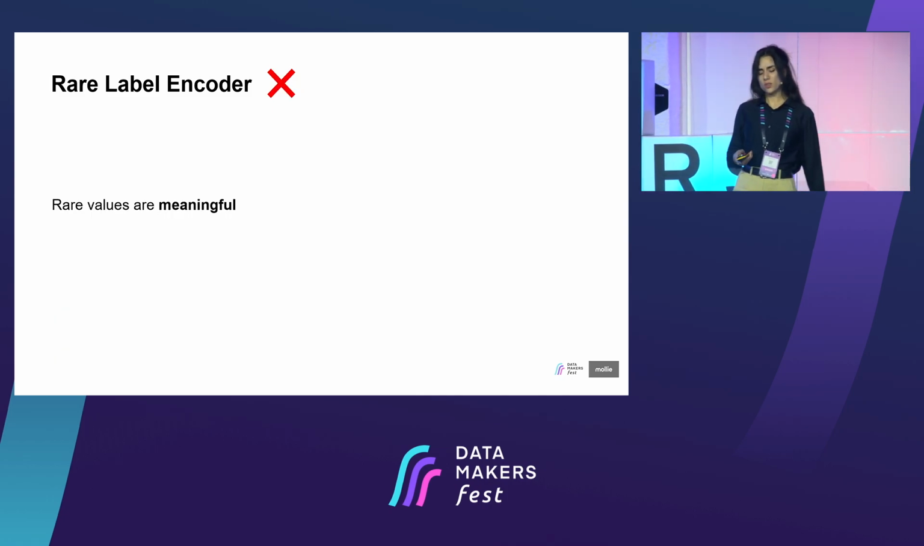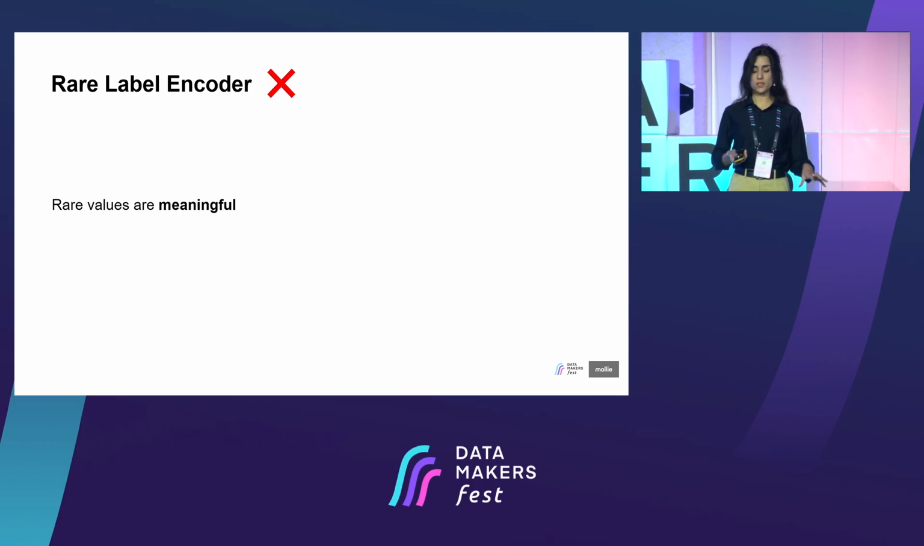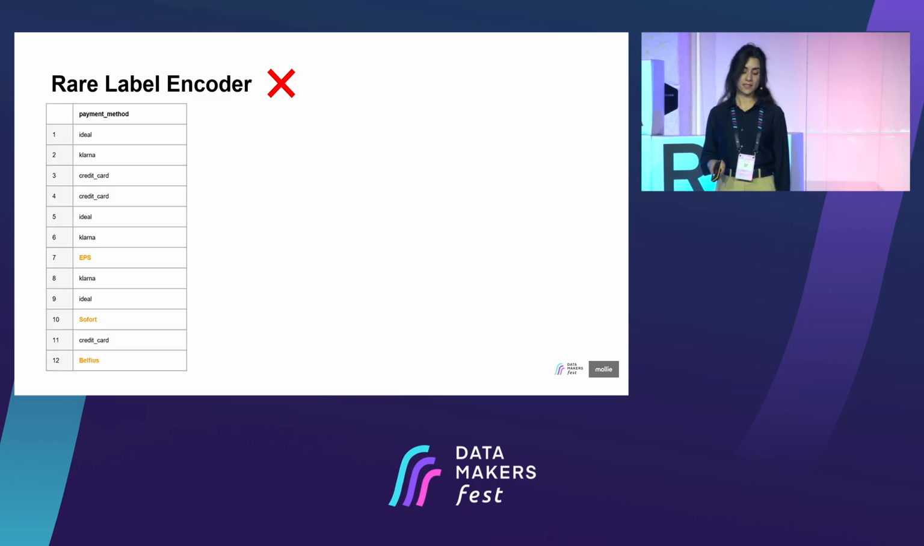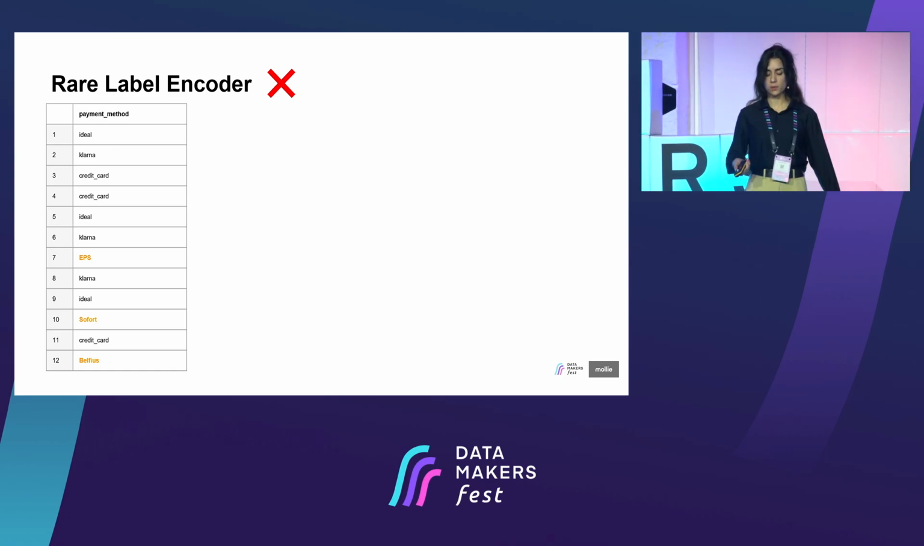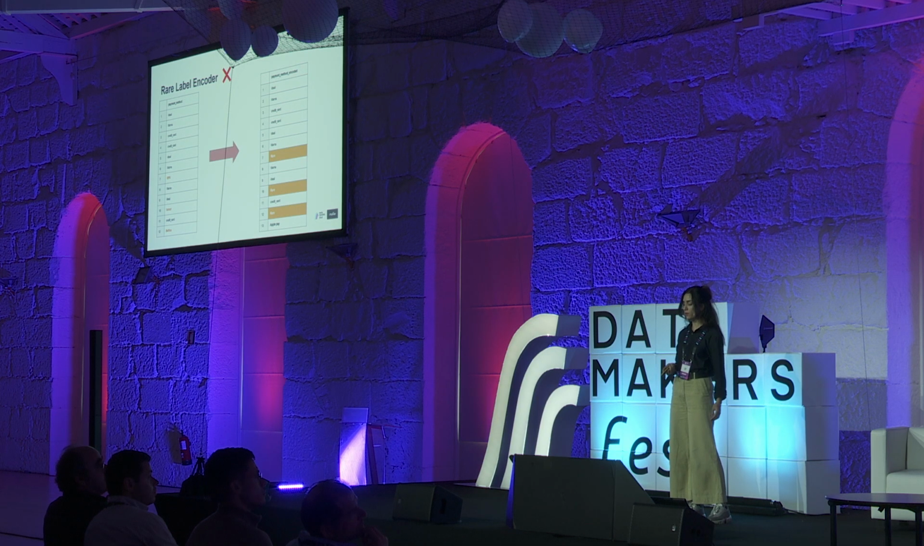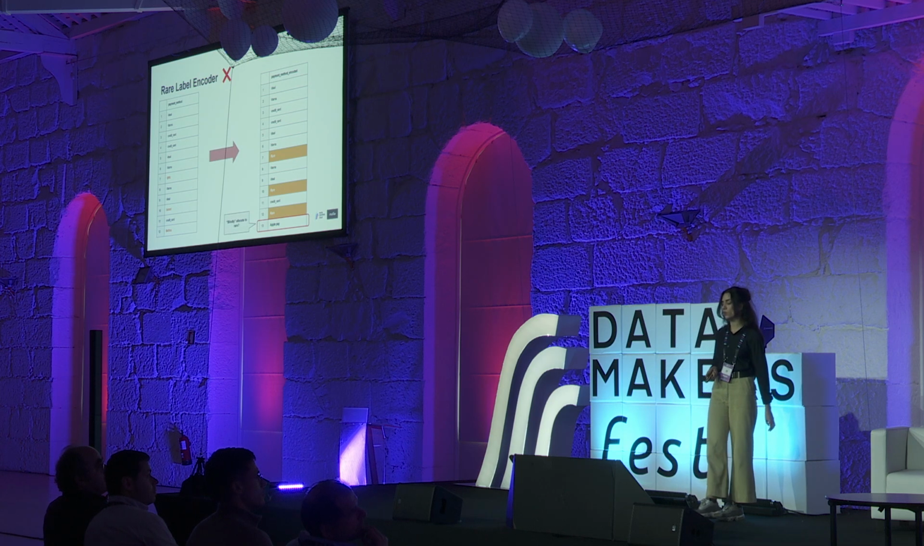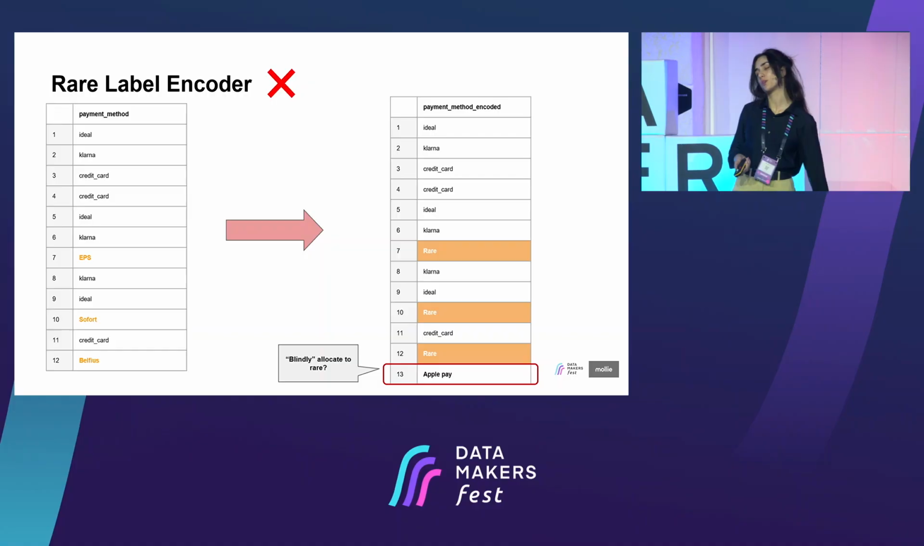When it's not so nice to use this is when the rare values are meaningful. There are some circumstances like that. Let's see the same example with the payment methods. We have the 3 rare ones, we encode them. But then in production, we see also a new one. And then we blindly allocate it to the rare class.